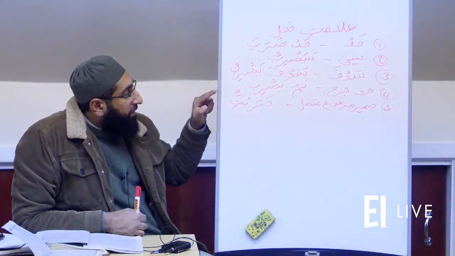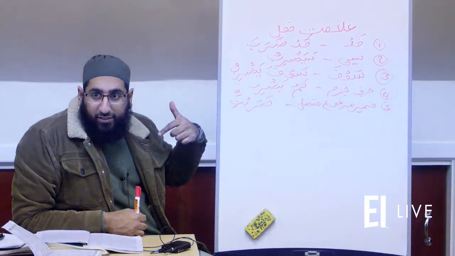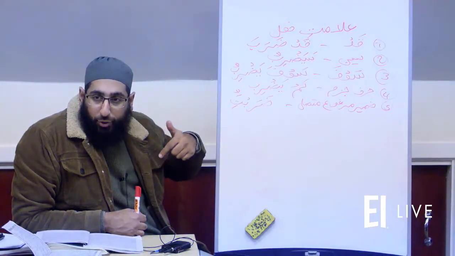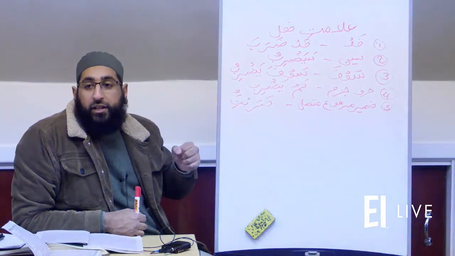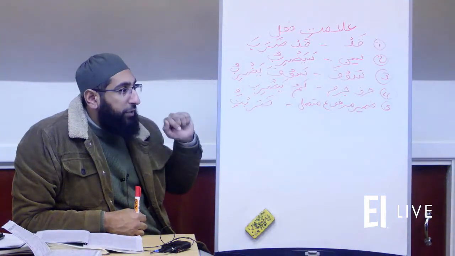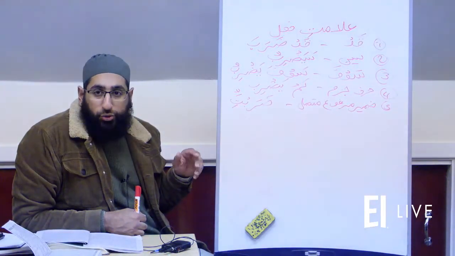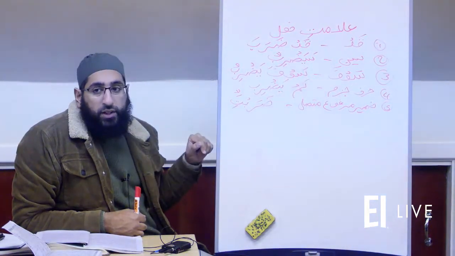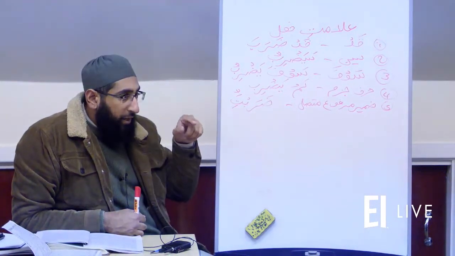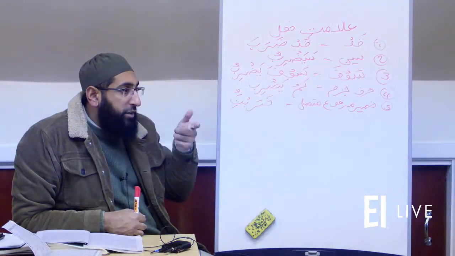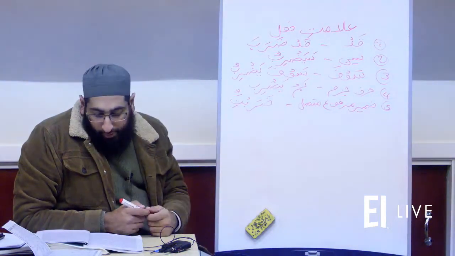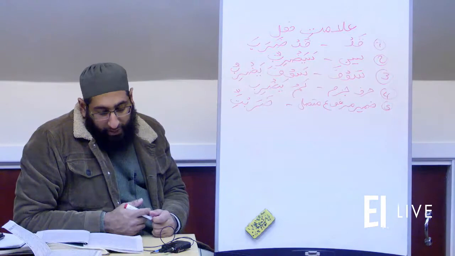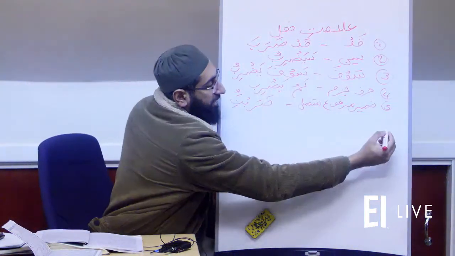That means if you say darabtu, it means I hit. So the I is the pronoun and it's the musnad ilay. It becomes the fa'il of the darabtu. Same thing with the ta, same thing with the ti. The ta will mean you as a male and the ti will mean you as a female. Then you have the ta sakin, the big ta sakin.